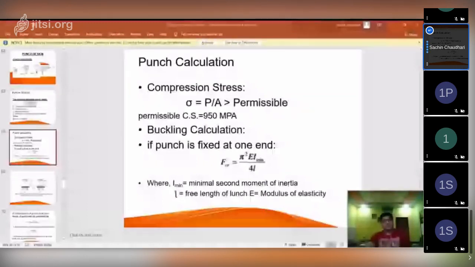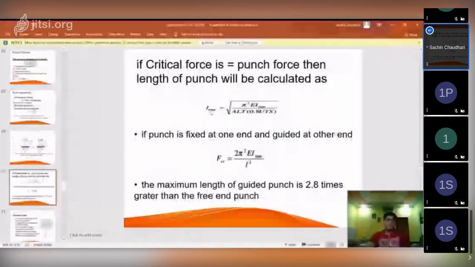how you can calculate the length of your punch is given by this formula, L max. If the critical force is equal to the punch force, then the length of the punch will be decided by this formula, which is under root pi square E I max, then 4LD in bracket 0.8 UTS. So with this formula you can calculate the maximum length of the punch.